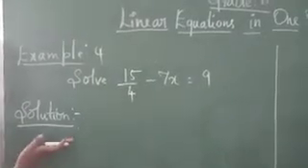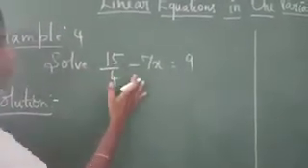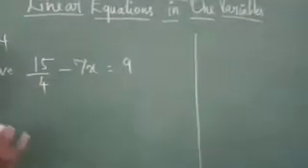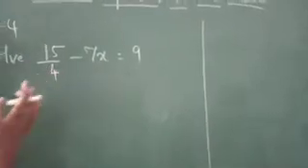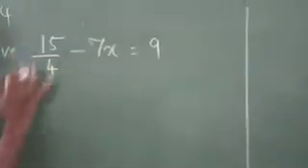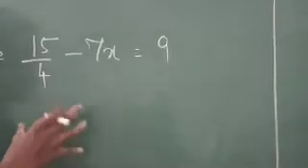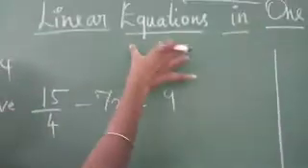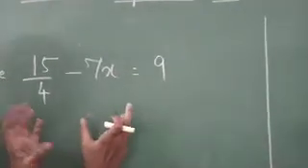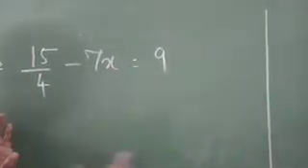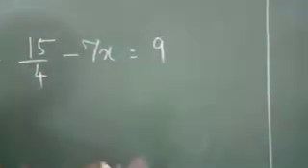So now again we are going to solve another example problem. 15 by 4 minus 7x is equal to 9. Here you have to find the value for x. First you shift this 15 by 4 to the right hand side of the equation, because the first topic under linear equation in one variable is we are going to solve expressions on one side and numbers on the other side. So first convert the given equation to that format.